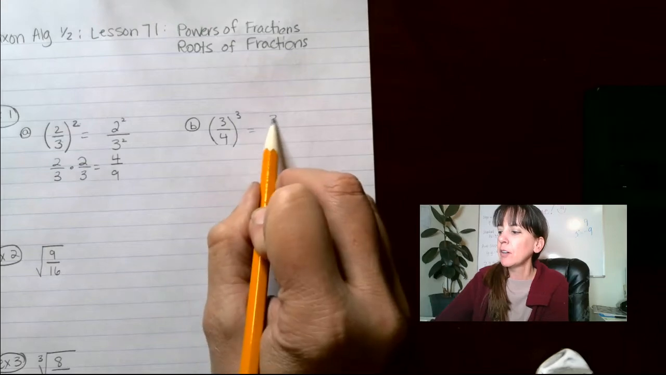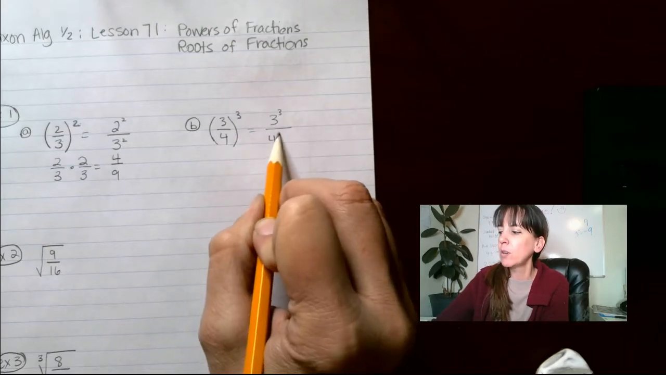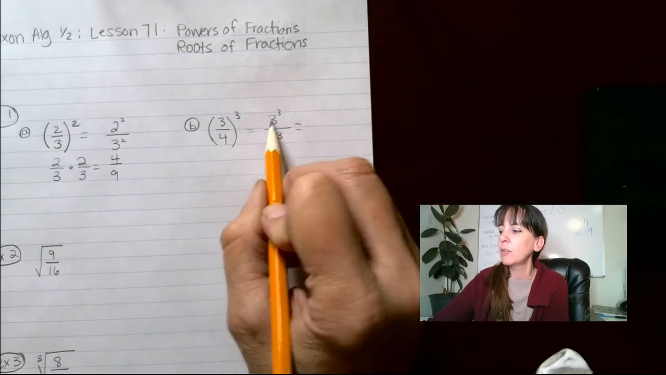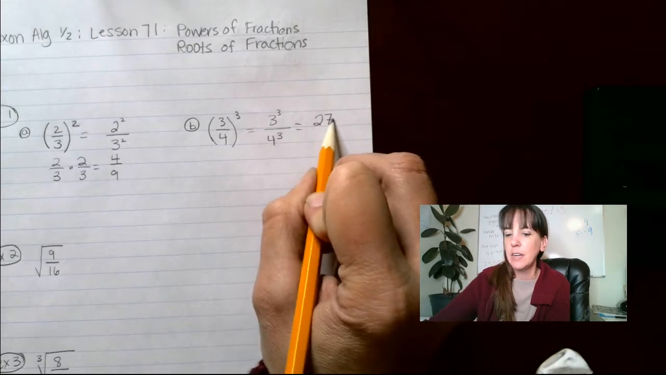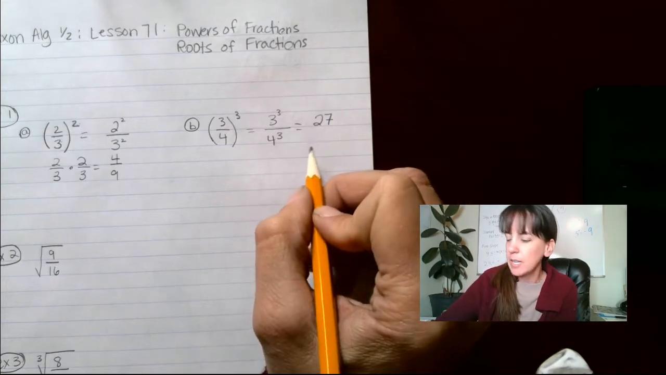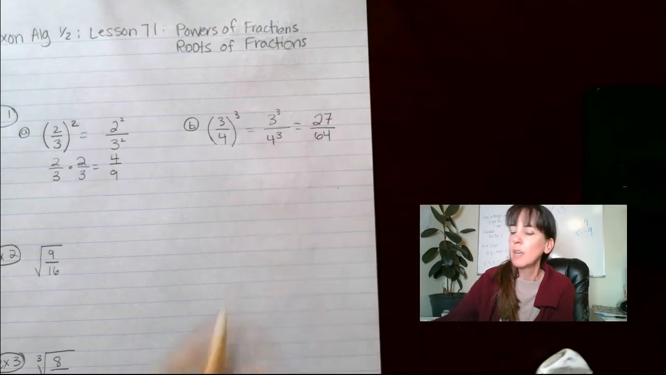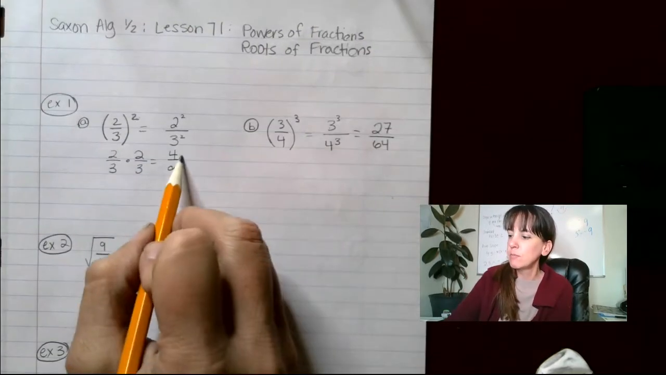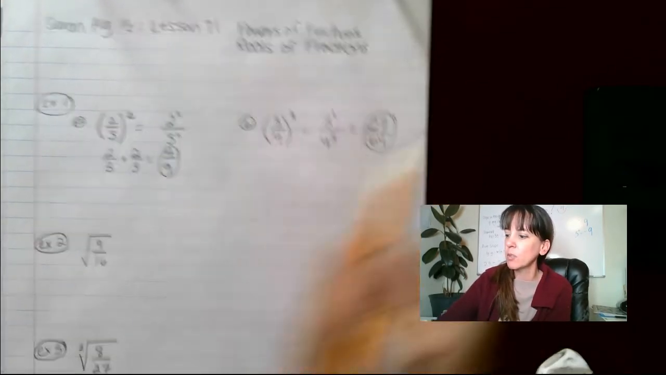So let's do the same over here. 3 to the third over 4 to the third. Use your handy dandy cheat sheet. We know 3 to the third is 27. We know that 4 to the third is 64. There's your answer. 4/9, 27 64ths.